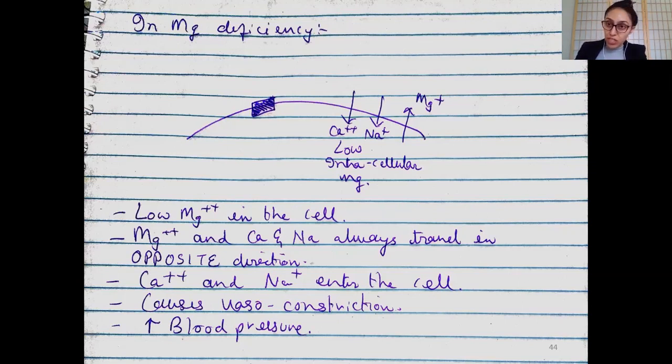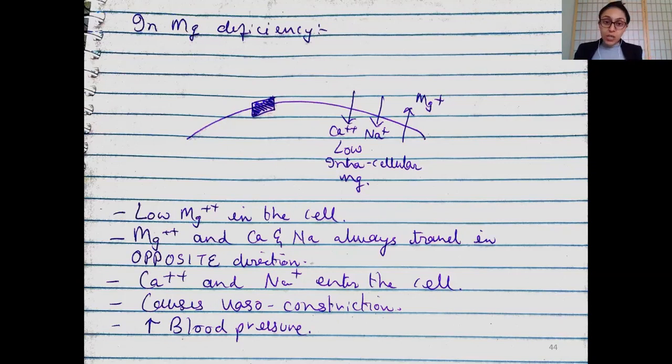So in magnesium deficiency, what is happening? Yes, you have magnesium which is taken from the cell and thrown into the blood because our priority is to maintain blood magnesium levels first. If magnesium goes out into the blood, the automatic response is for calcium and sodium to come into the cell.